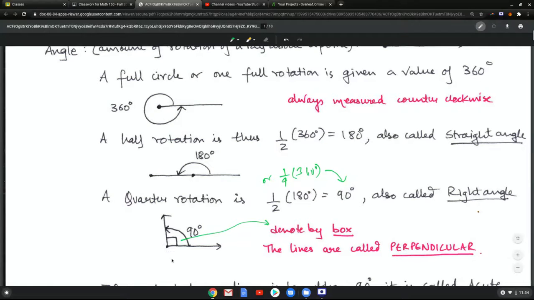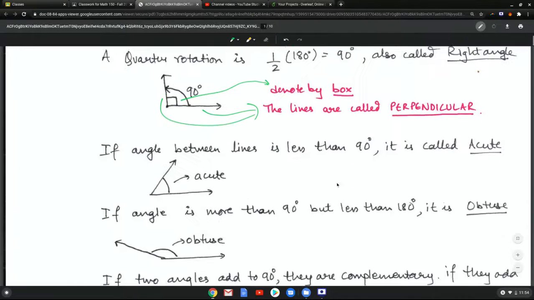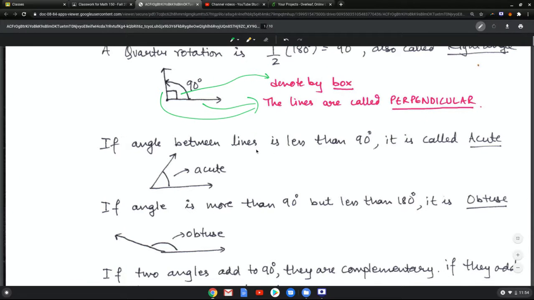When you have two lines, these two lines, which have an angle of 90 degrees between them, are called perpendicular lines. Now, if the angle between the lines is less than 90 degrees, it's called an acute angle. And if the angle is more than 90 degrees but less than 180, it is called an obtuse angle.